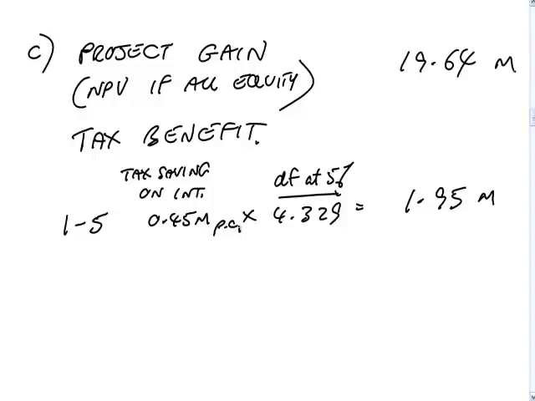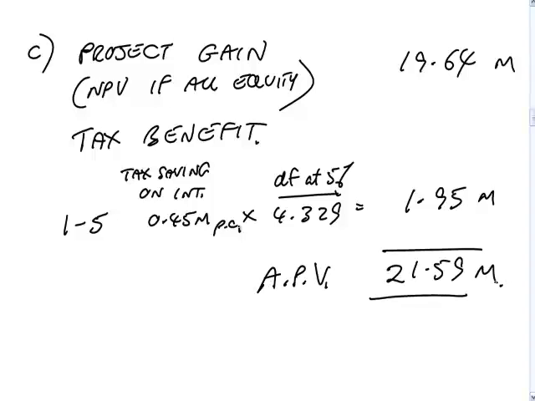I'm not surprised it's smaller, obviously. You're not getting the benefit for as long. What's the overall gain as a result? Or the adjusted present value? It's 21.59. Is my arithmetic wrong? Oh, good. All right?